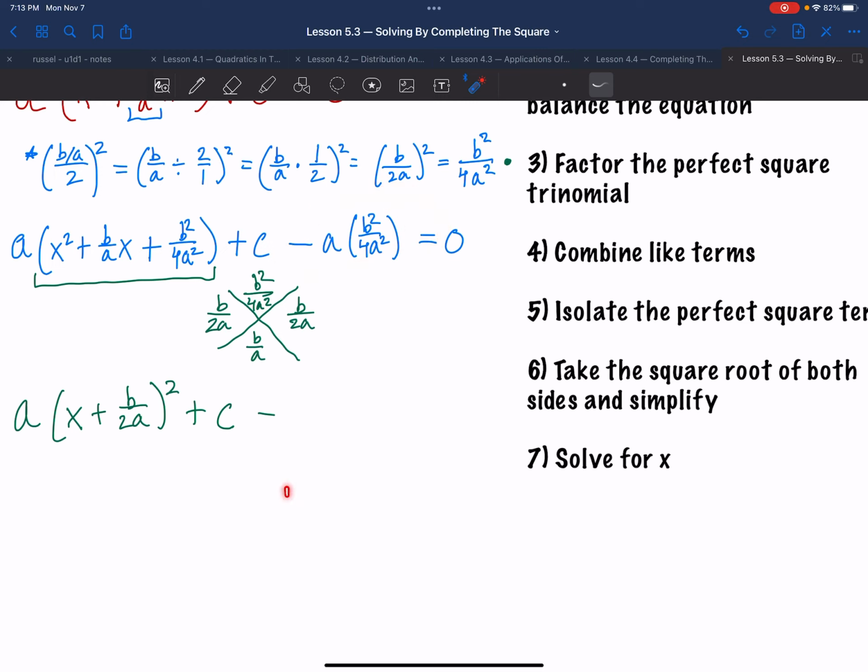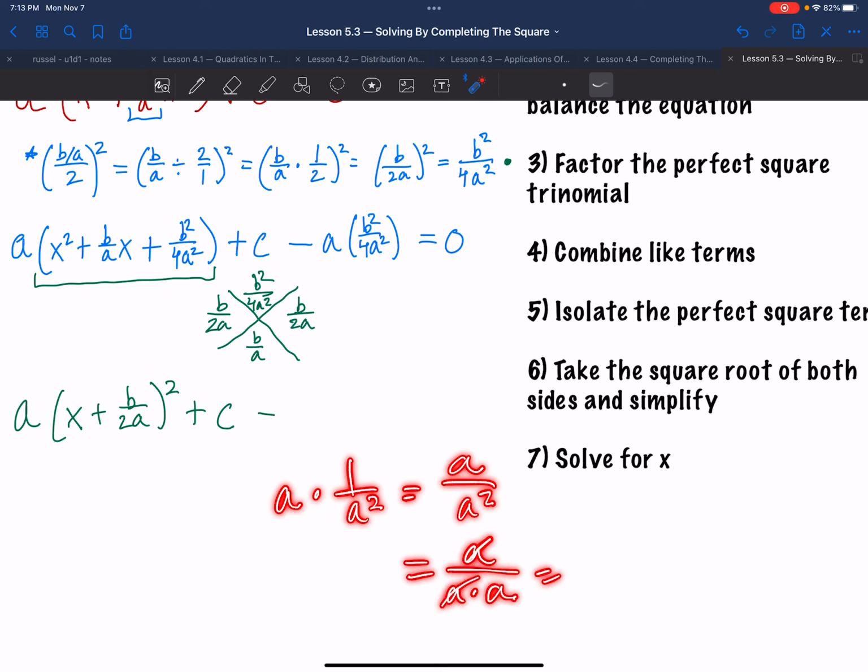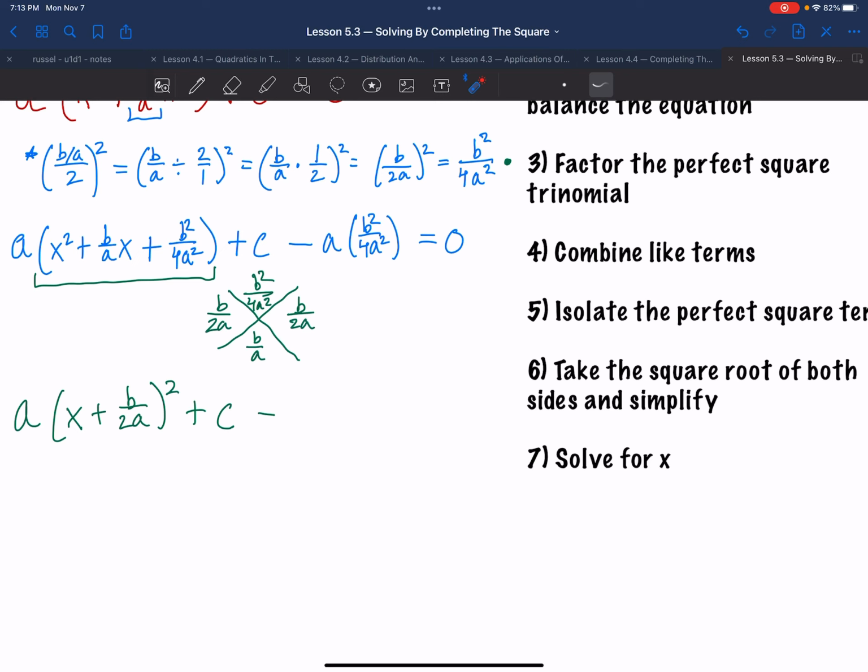Well, let me ask you, what is a times 1 over a squared? You should say it's a over a squared, which is really just a over a times a, which is just 1 over a. So you see how there's an a on the bottom, right? So when I multiply this a and this 4, 4a squared, in the denominator, I should get b squared over 4a. All right? And this equals 0.